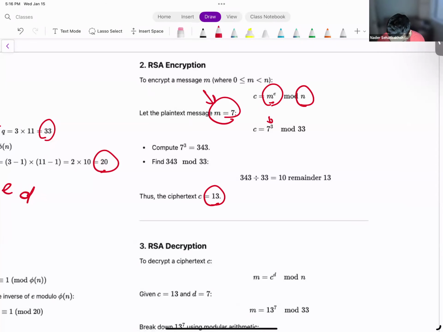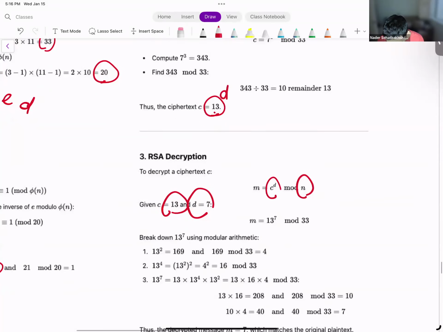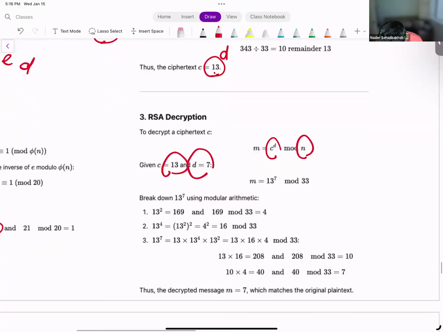Okay, how do we decrypt? Decryption is this number to the power of D this time. And remember, D was 7, C was 13, N was 33. You need to compute this first, and there's a whole bunch of tricks that are used. Eventually, you're going to get 13 to the power of 7 mod 33, which is equal to 7. And remember, that was the message that we sent originally. So that's the answer of our RSA example.